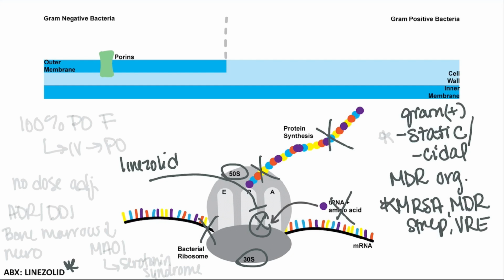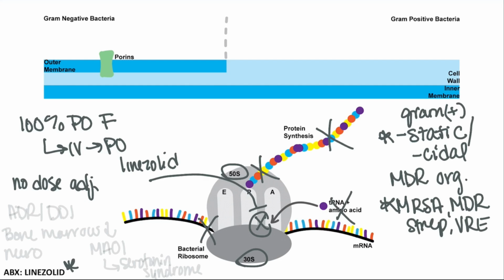And one of its greatest advantages to Vanco is that it has 100% PO or oral bioavailability. So we can easily transition patients from IV to PO regimens at discharge, ideally reducing length of stay, despite linezolid having a relatively higher cost. So for linezolid, there are going to be no dose adjustments, neither renal or hepatic, and because it is a static agent for certain infections, it may not always be the best options for very serious infections, which you would probably want a bactericidal agent for.